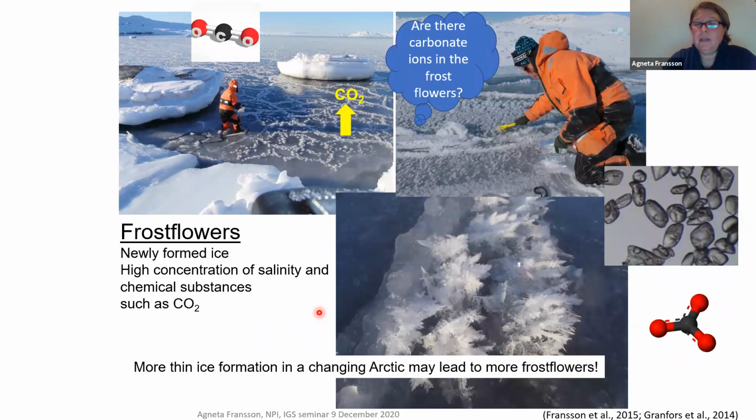We also found, in newly formed sea ice in Kongsfjorden, very thin ice, and in these frost flowers, high concentrations of alkalinity, but also high salinity and other chemical compounds, also halocarbons. And we found ikaite in these frost flowers. At the same time, we also saw a release of CO2, or we could estimate the release of CO2 from the frost flowers, and also release of other gases as well.